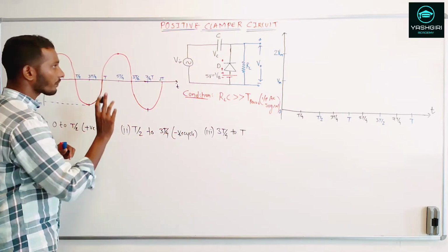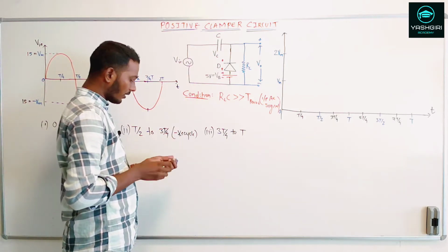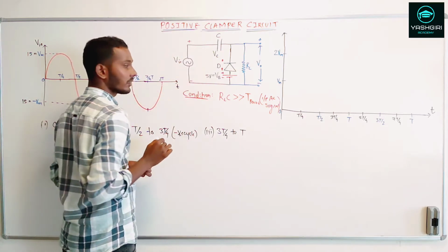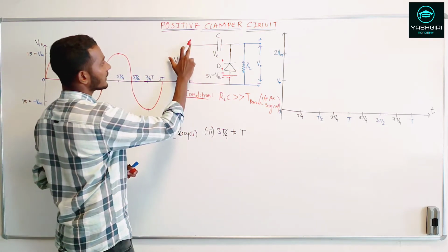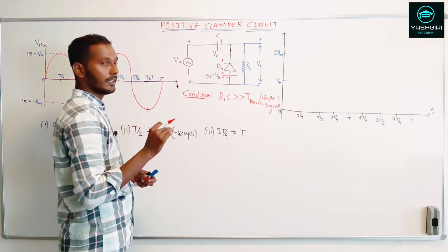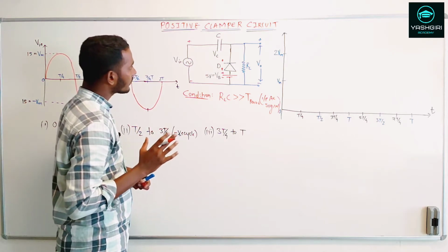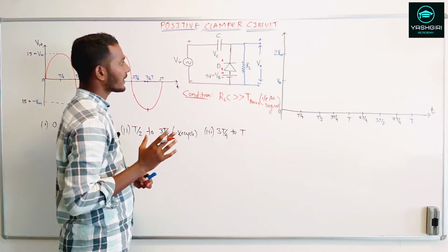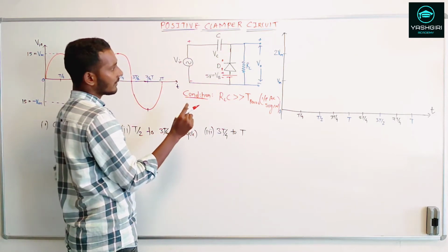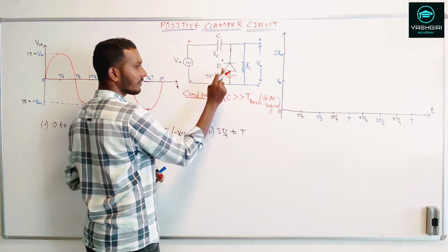Now when the first positive cycle comes, here it's a plus and this is a minus. If you see this, the plus is connected to the N side. That means the diode will be in the reverse biased mode. Alright, so when the diode is in the reverse bias mode, the diode D will act like an open circuit. But this time there is some VB voltage that is keeping this diode D in the forward bias.